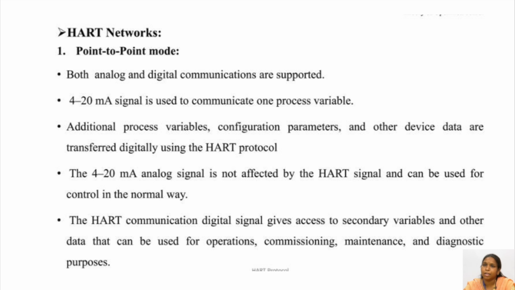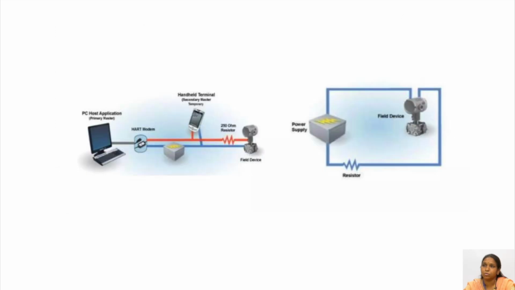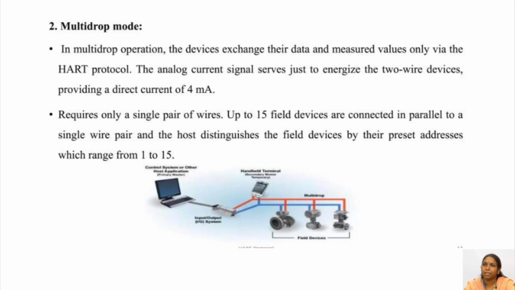The 4 to 20 milliampere analog signal is not affected by the HART signal and can be used for control in the normal way. The HART communication digital signal gives access to secondary variables and other data that can be used for operation, commissioning, maintenance and diagnostics purposes. So, this shows the point to point network where the PC host application will directly have contact with the field devices. And multi-drop mode.